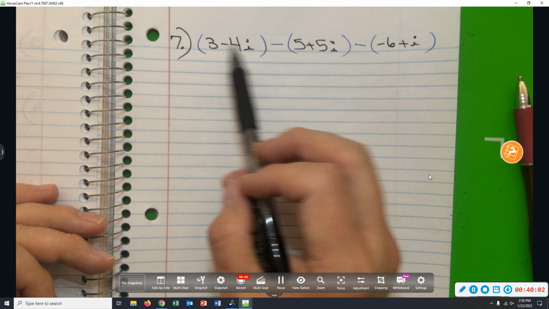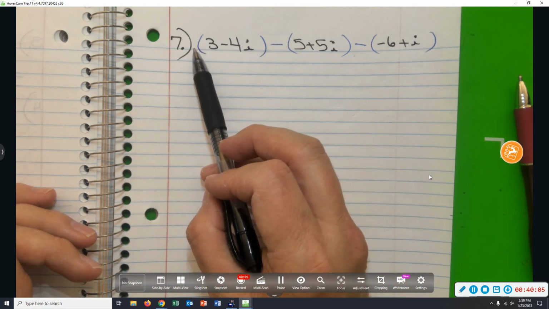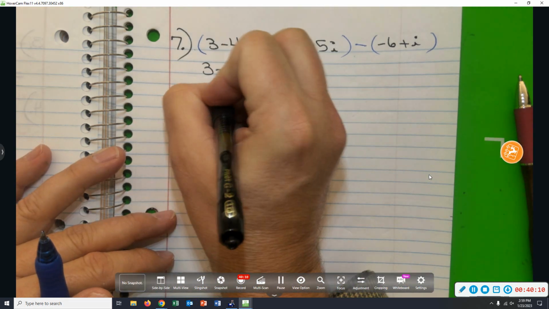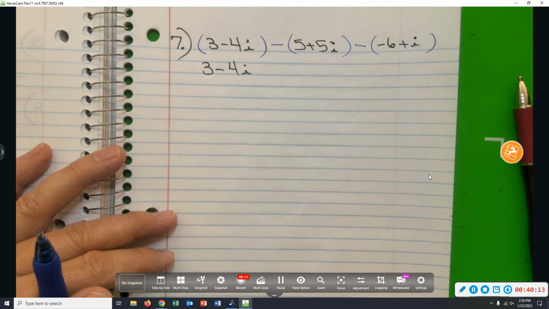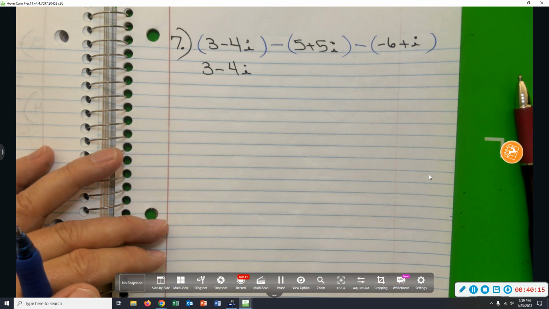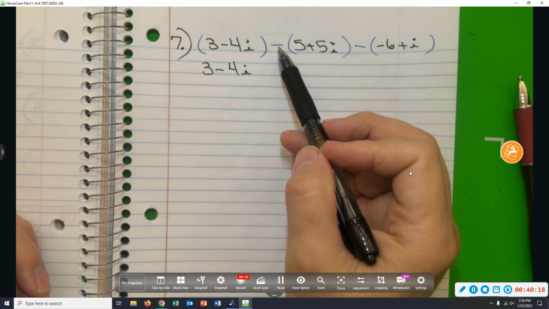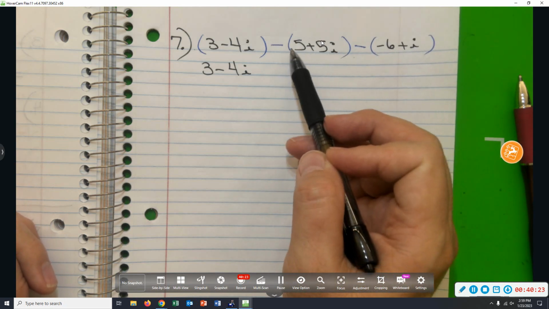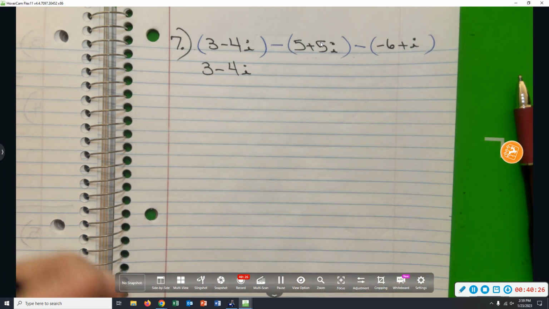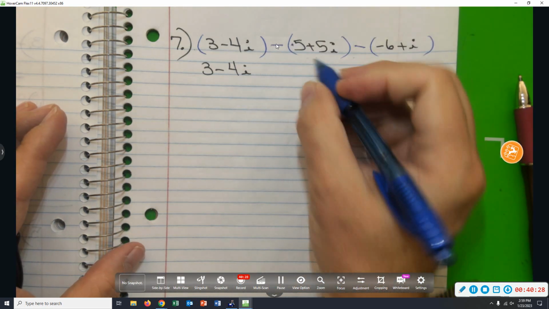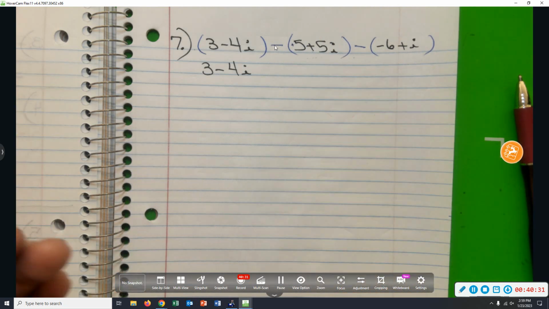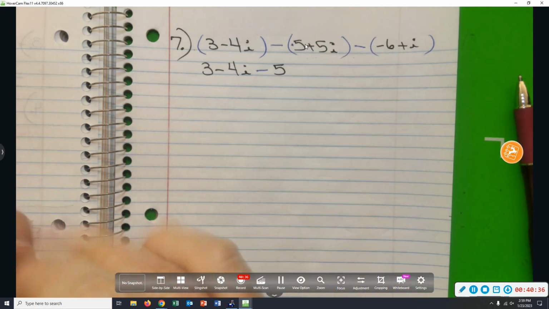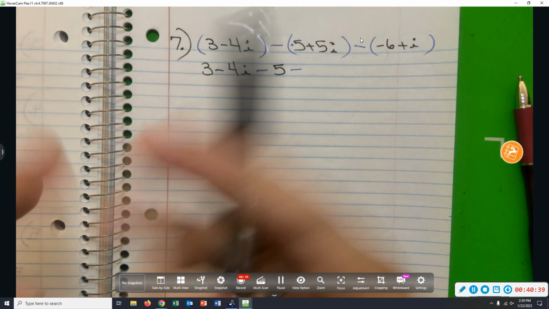Well, the first set of parentheses, there's nothing in front to distribute, so it's another unnecessary set of parentheses. I'm just going to drop them and write my 3 minus 4i. Second set of parentheses has a minus in front. Distributing through a minus, what's going to happen to the signs inside these parentheses? Okay, so that's like a positive 5 and a plus 5i. So that's going to become a negative 5 and a minus 5i.